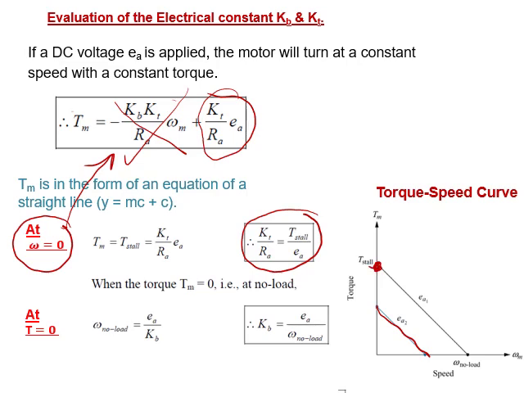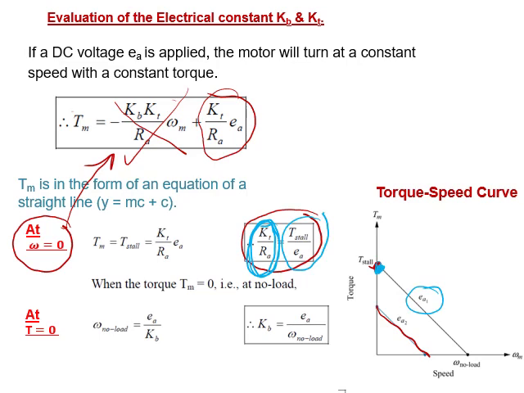Okay, so now we can get the constant Kt over Ra as one unit, because in the equation it always comes as Kt over Ra. It's equal to T stall over Ea. That means this torque divided by this voltage.